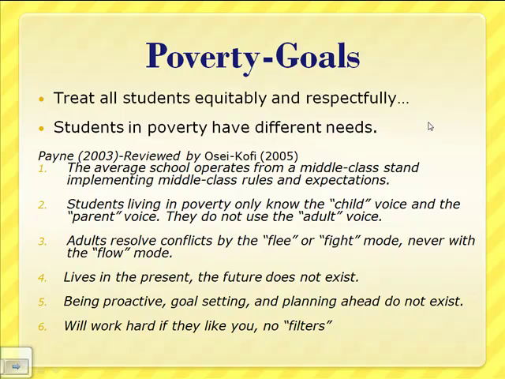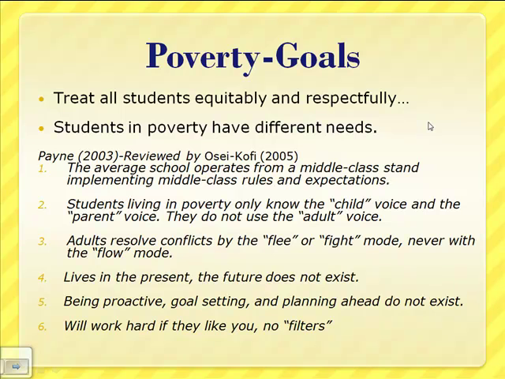Number 2 states students living in poverty only know the child voice and the parent voice. They do not use the adult voice. Again, so how are we speaking to the students in poverty in the virtual classroom when mainly they only hear our voice? Number 3 states adults resolve conflicts by the flee or fight mode, never with the flow mode. So if we have a student who's not participating and we're just trying to maybe get them to participate, but we're scaring them off, and we can't really see how they're reacting, it causes some issues in the virtual classroom.